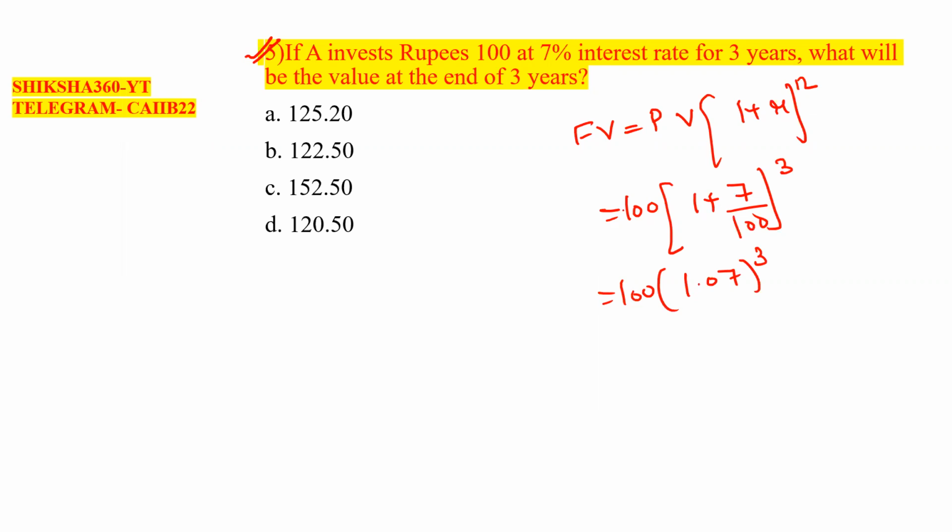When we are trying to solve this, 1.07 power 3 multiplied by 100, please tell fast, what will we get here? When you solve this question, we will get 122.50. So option number B is the answer here.